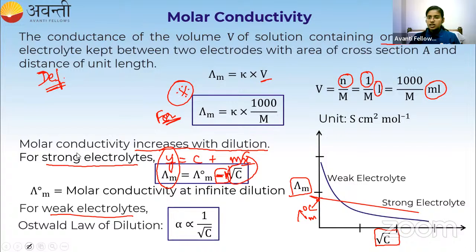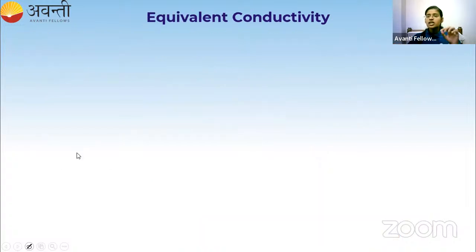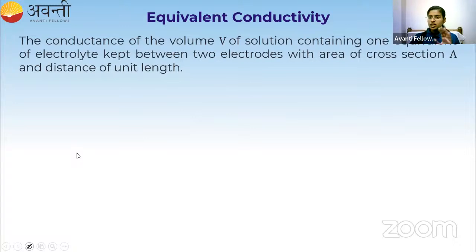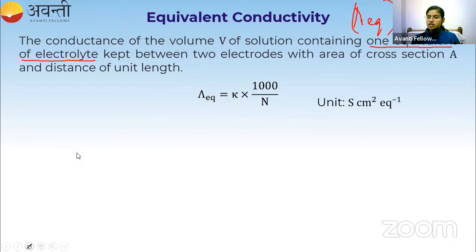Okay. Now the next term is equivalent conductivity. There is only a very small difference between molar conductivity and equivalent conductivity. In molar conductivity, we have taken 1 mole of the electrolytic solution, and everything else is the same. Instead of 1 mole, if you take one equivalent of electrolyte, it will give you the equivalent conductivity. The conductance of the volume V of solution containing one equivalent of electrolyte kept between two electrodes with area of cross section A and distance of unit length is called equivalent conductivity. It is denoted by lambda EQ. It is equal to kappa into 1000 by N, and the unit is Siemens centimeter square per equivalent.